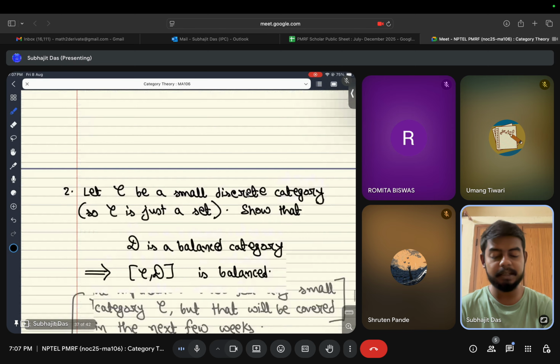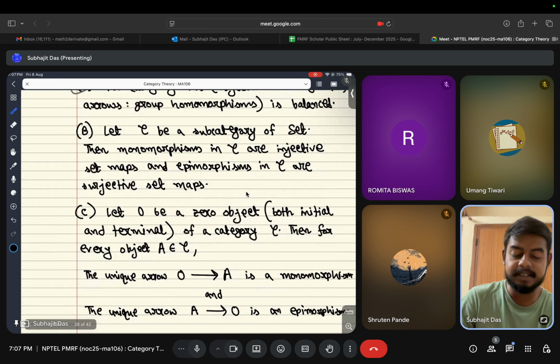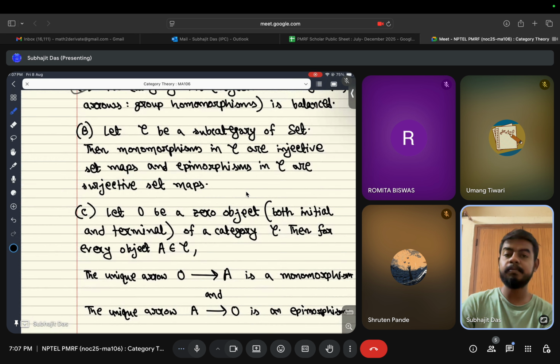So tell me, what do you think? Suppose C is a subcategory of sets, then the monomorphisms in C are exactly injective set maps and epimorphisms in C are exactly surjective set maps. Is this true or false? So if a morphism in a bigger category is a monomorphism, it will still be a monomorphism in the smaller category. Very easy to check, follows easily from the definition. But the converse might not be true.